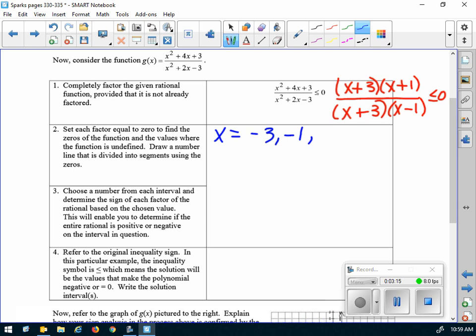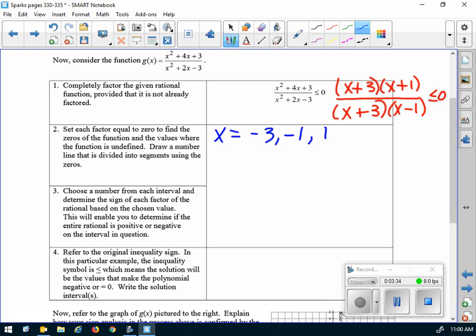A fraction is undefined when the denominator is 0. Yeah. 1 or -3, but I've already got -3, so I don't need to write it twice.